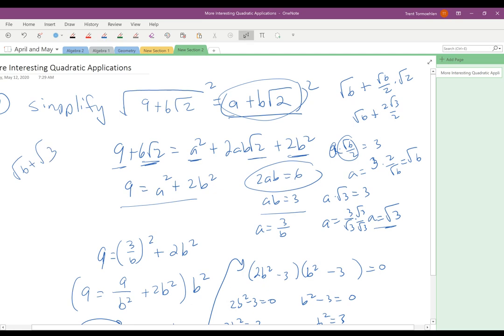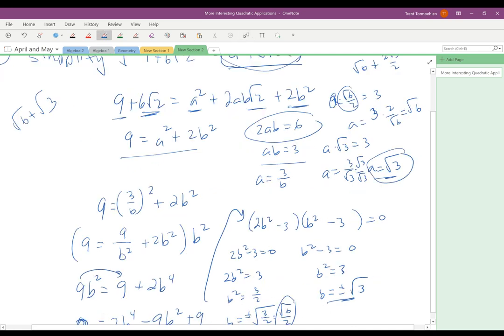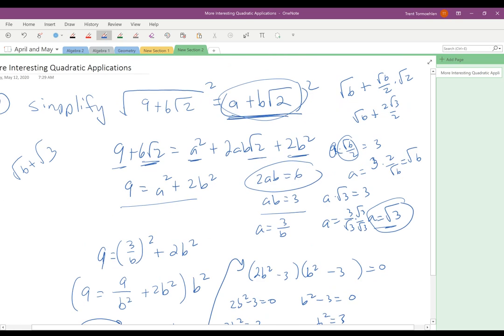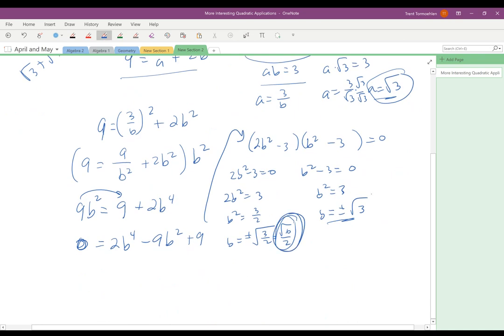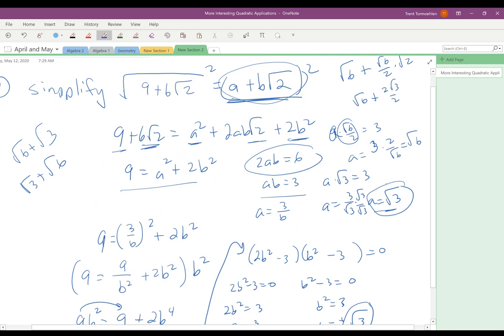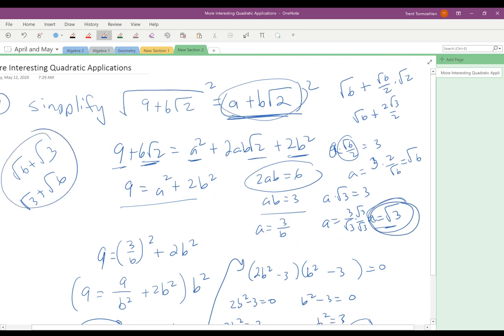If b was root 3, then a was root 3. Well, if we plug those in here, then we just get root 3 plus root 6. And so we found out that both our values for b, root 6 over 2 and root 3, gave us the exact same value, root 6 plus root 3, to the original problem. Even though a and b are not integers, we get this much nicer because it's not a nested radical.